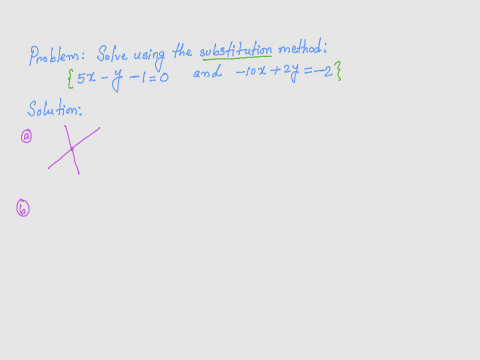Case B, these two lines can be parallel to each other. That means they never overlap, they never cross. In this case, they have no solution.